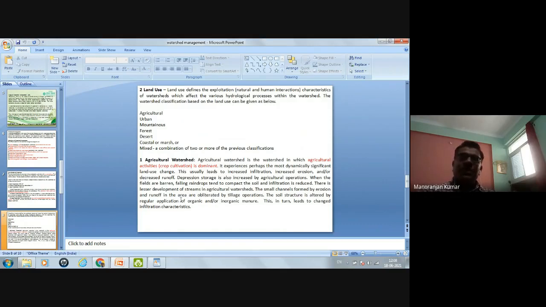Okay, so this is the agricultural watershed. The agricultural activity is more dominant in this type of watershed.